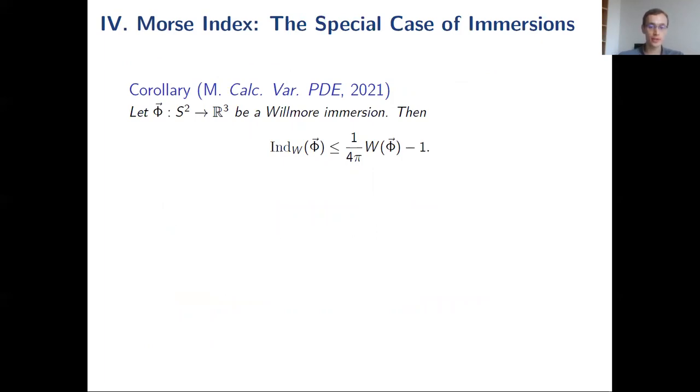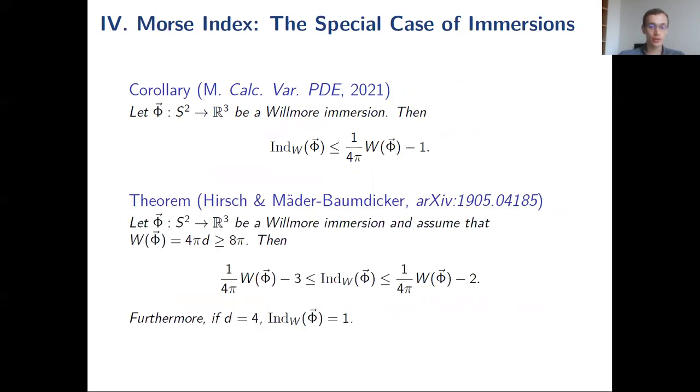The Morse index is less than 1 over 4 pi times the Willmore energy minus 1. And there's a generalization of this by Hirsch and Mäder-Baumdicker, where they show this between n-3 and n-2. And for the case of a sphere, they show that it's 1.